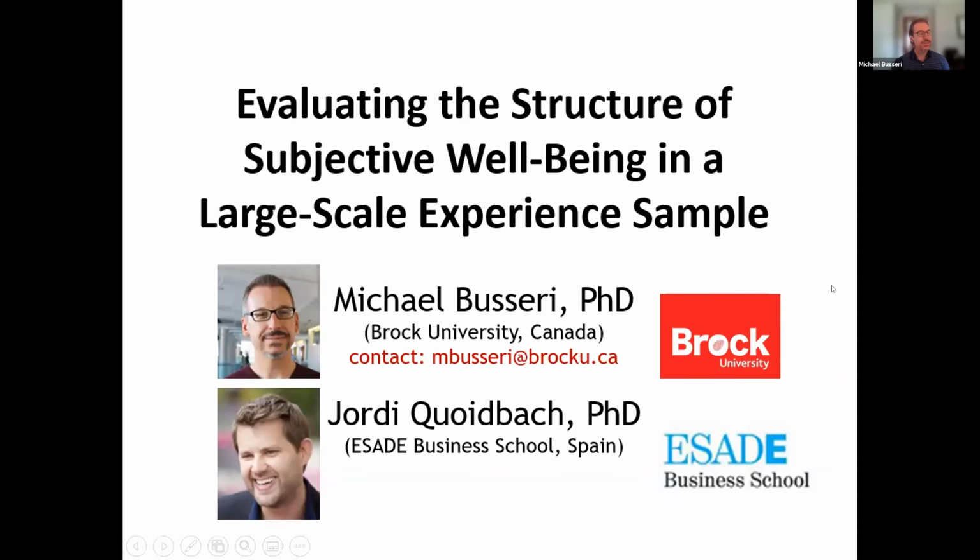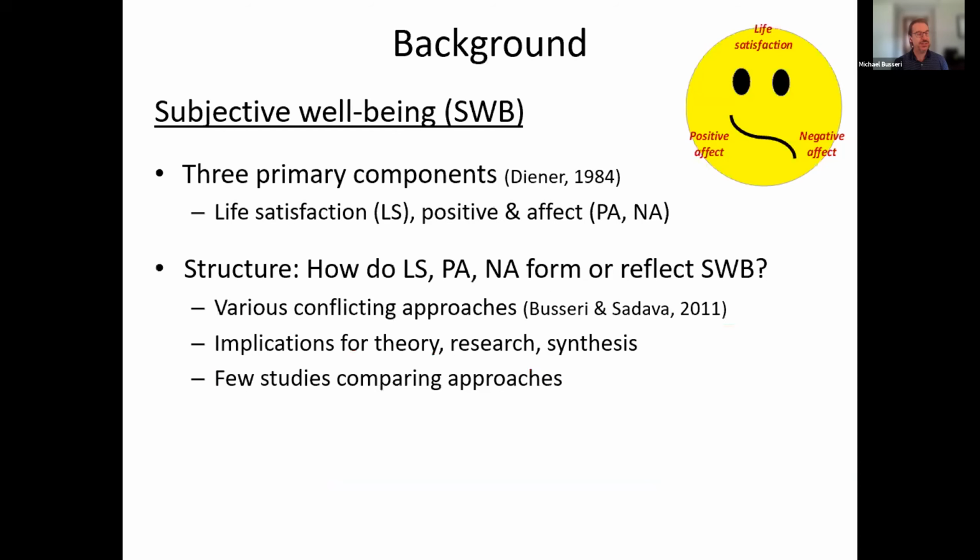Hi, everyone. This research is concerned with the structure of subjective well-being, or SWB, that is, how life satisfaction, positive affect, and negative affect together form or reflect the construct of subjective well-being. There is little consensus concerning its structure. Some researchers treat SWB as an umbrella term and examine the three components separately. Others study SWB as a latent factor indicated by LS, PA, and NA. Others still prefer a causal system in which PA and NA serve as inputs to life satisfaction.